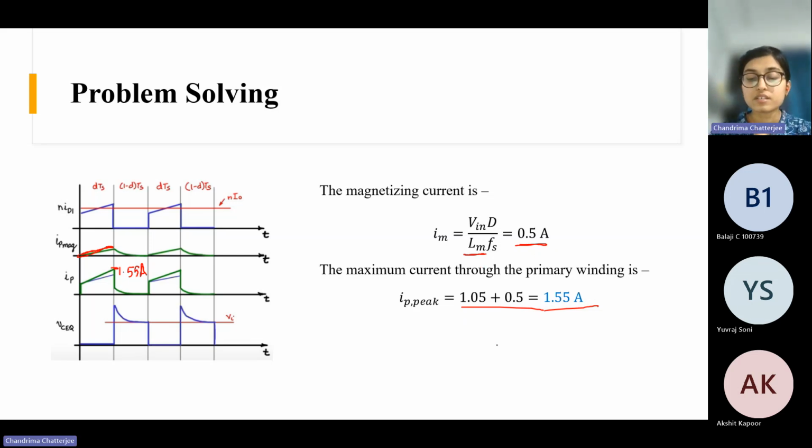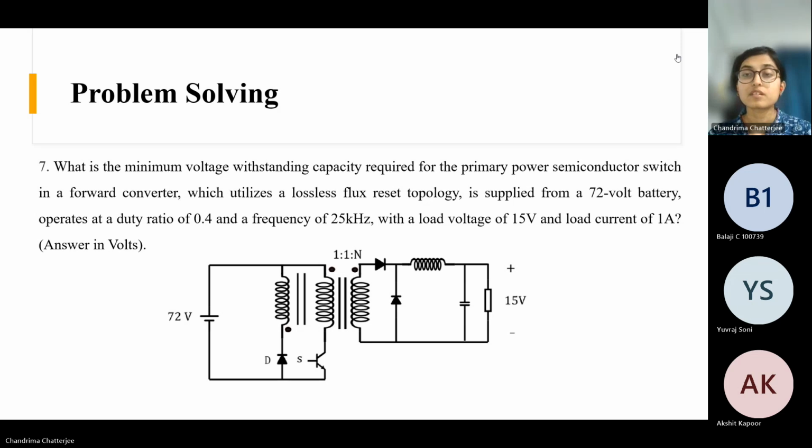Okay, so let's see the next problem. What they are asking: what is the minimum voltage withstanding capacity required for the primary power semiconductor switch in a forward converter that utilizes the lossless flux reset topology, is supplied from a 72-volt battery, operates at a duty ratio of 0.4 and a frequency of 25 kilohertz with a load voltage of 15 volt and load current of 1 ampere. So this is 72 volt, the input voltage, and the output voltage and output current is given.